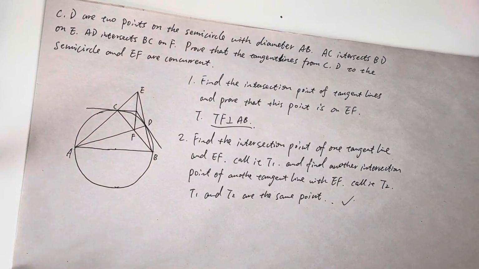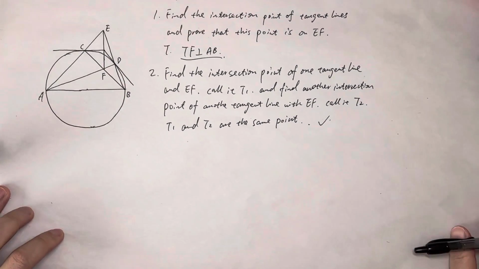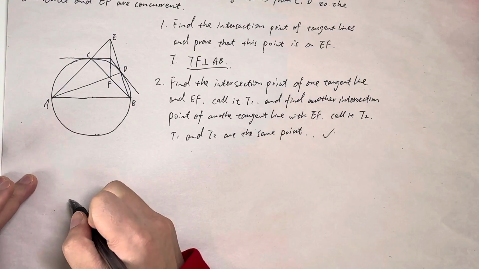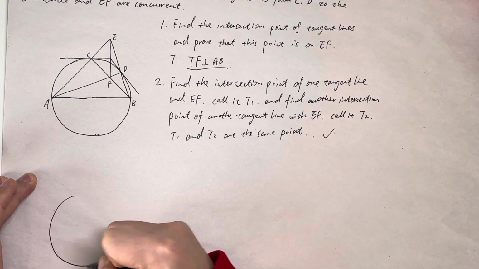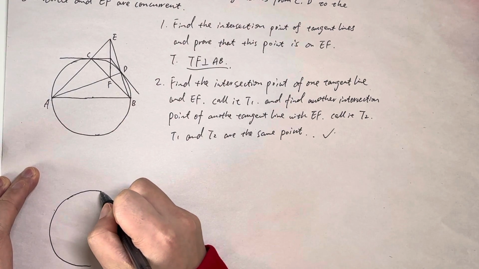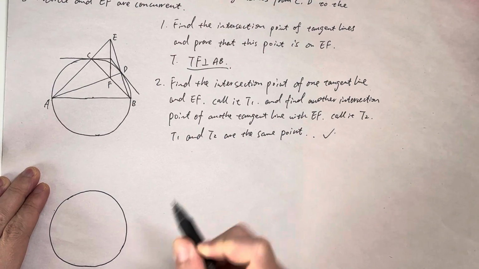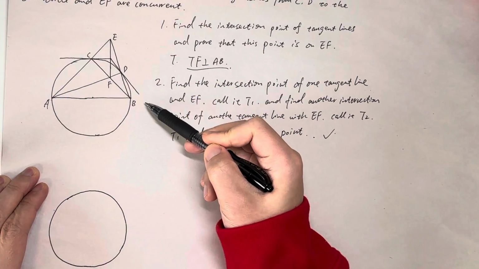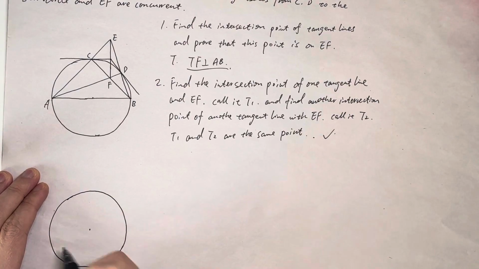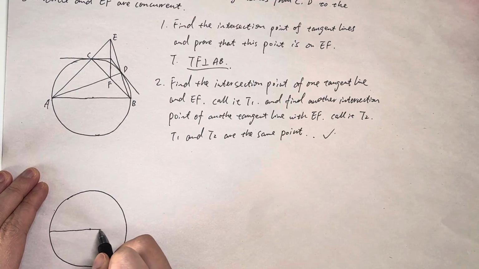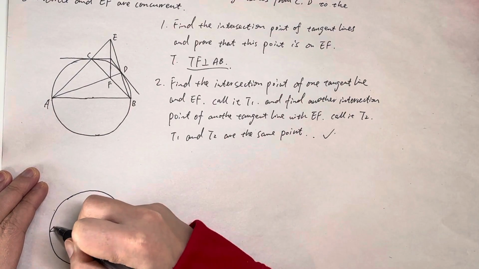Now let's look at how we can get there. So let me just redraw the figure. The reason that I want to redraw the figure is to remove this tangent line, to remove some distraction.